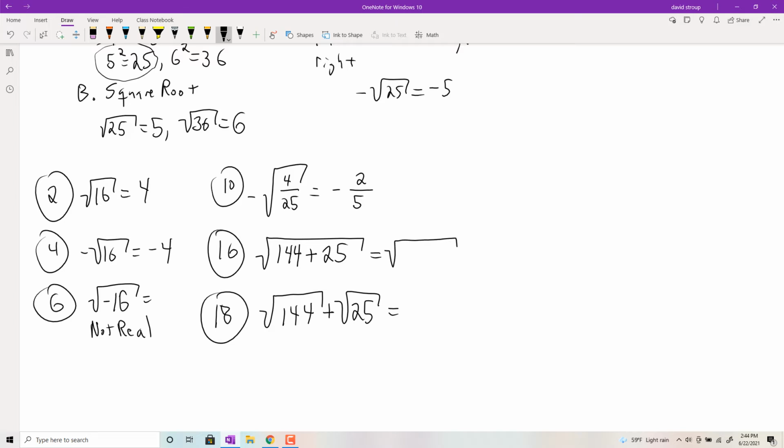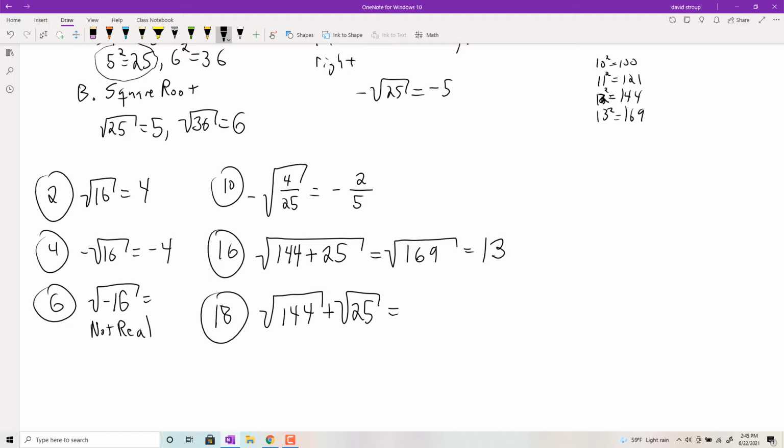So 144 plus 25 is 169. And then if you think about your list of perfect squares, hopefully you have that somewhere. 10 squared is 100. 11 squared is 121. 12 squared is 144. And then 13 squared is 169. So then, the square root of 169 must be 13.